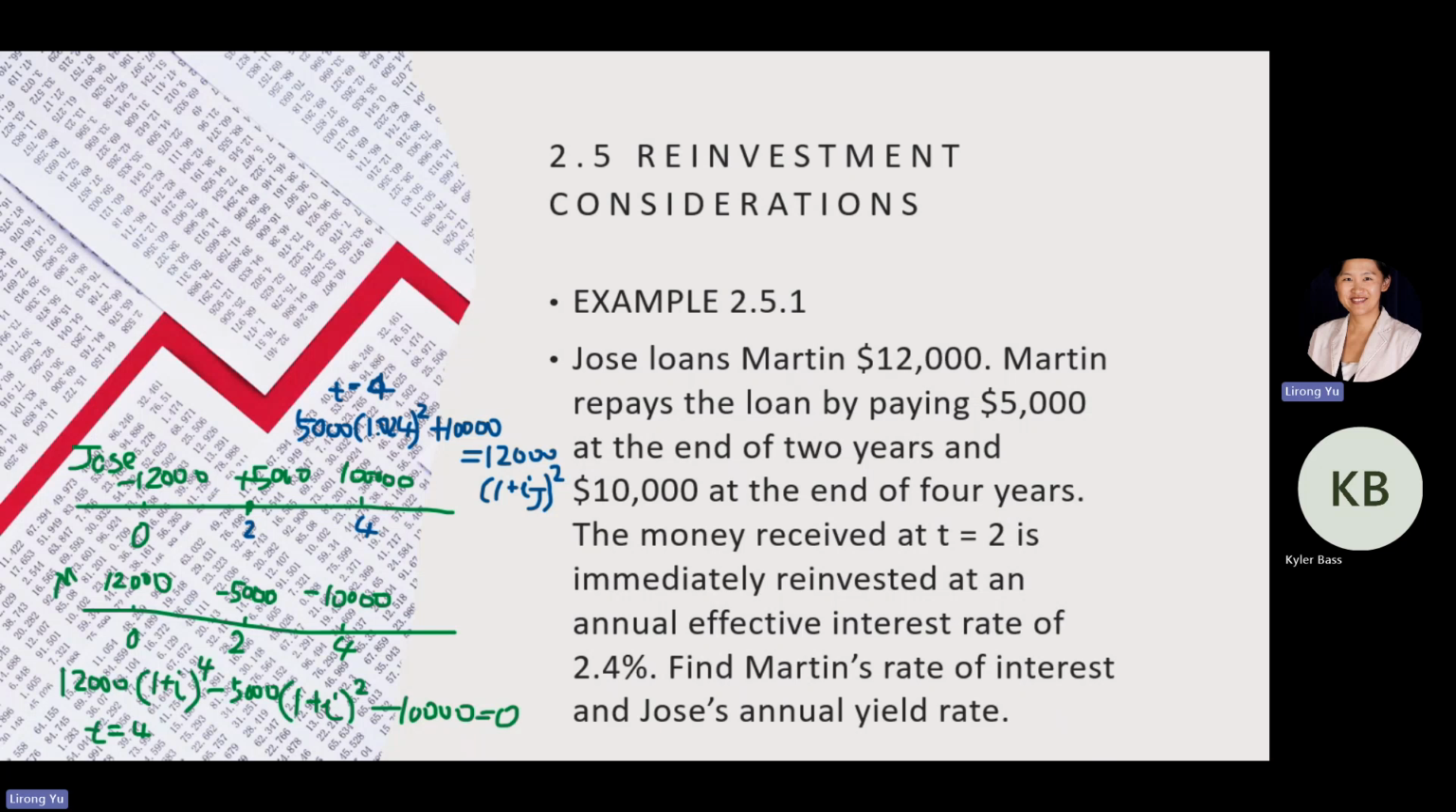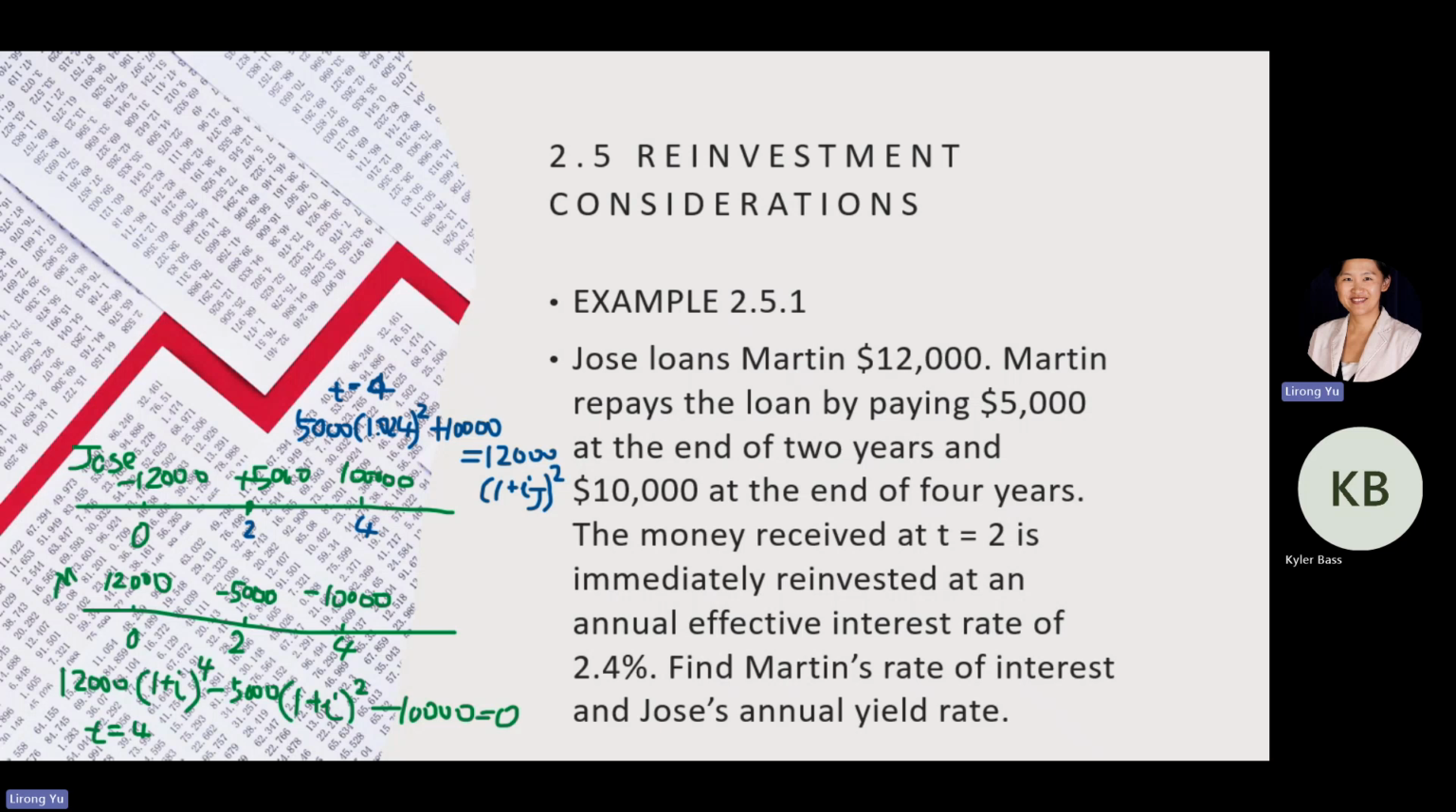Now for Jose, he loaned out money to Martin. So at time 0, you can see it's negative 12,000. That's when he's giving out money. And then he received money at time 2, that's the 5,000, and received again at time 4 for 10,000. So now we're going to set up the equation of value for him. You see that we're setting up an equation for time 4. So at time 4, the 12,000 is going to grow at a rate of return that we do not know. Let me call that i_J.